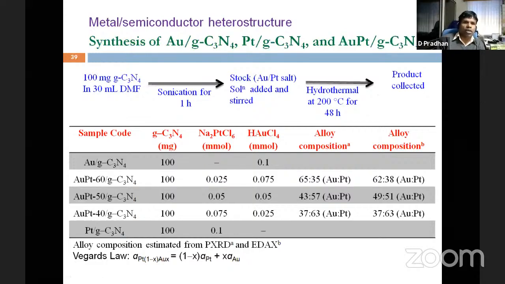And in another work, the same student, what he did, another combination he had taken, gold, platinum. In previous cases it was palladium, in these cases it was platinum, and then a gold platinum alloy catalyst was taken. And then a different precursor was taken. Again, a similar type of reaction was done. It was done in a hydrothermal process at 200 degrees for 48 hours. And we have synthesized, in addition to the gold, platinum on g-C3N4, different types of these alloys with different compositions, different percentages of gold, platinum, by varying their concentration.